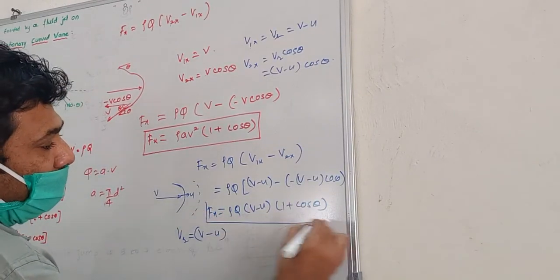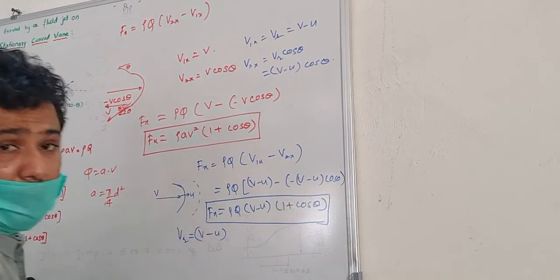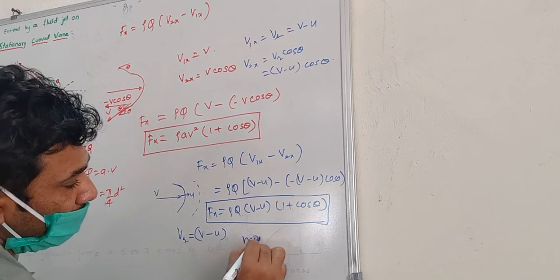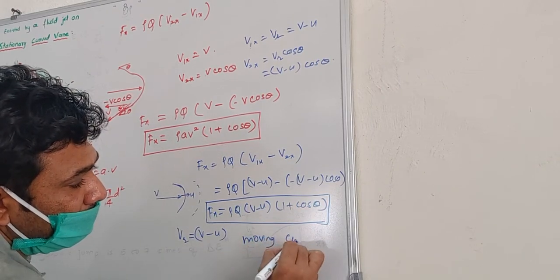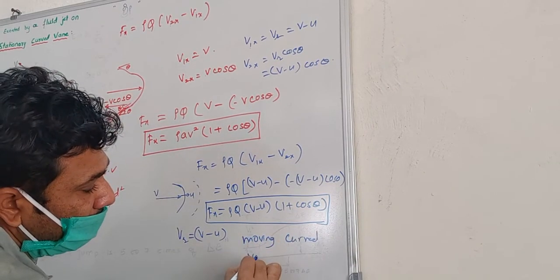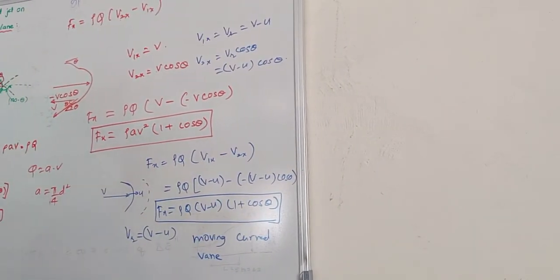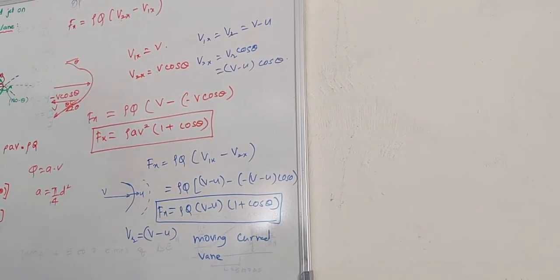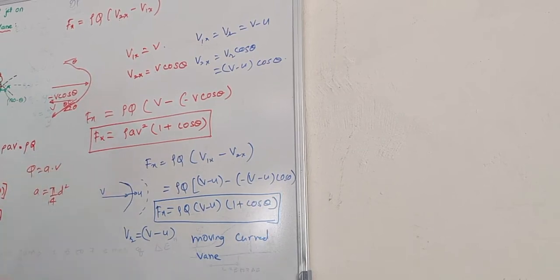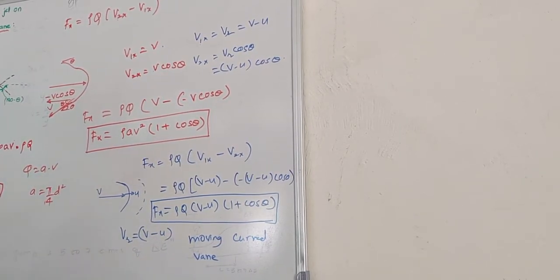This equation will be used in case of a moving curved vane. And what is the direction of the jet that is hitting? The jet is hitting normal. And the vane is a symmetrical curved vane. So you can write this down if you want to note it. If you have any doubt, I'll explain this equation again. If you do not have any doubt, I'll move on to the next condition.